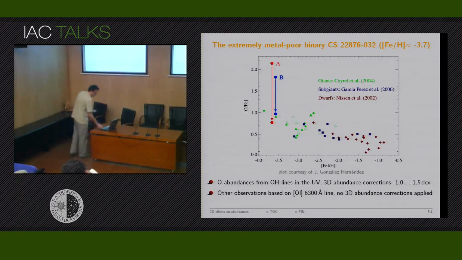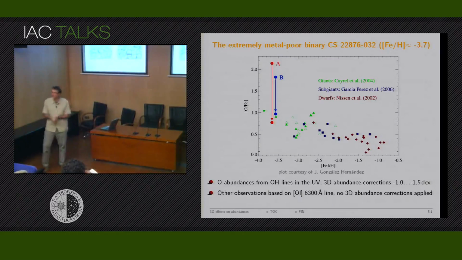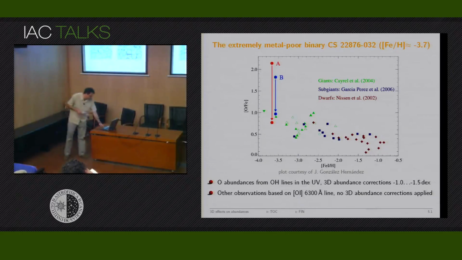So you see the difference in the resulting abundance is substantial between 1D and 3D models. I should say that I picked here a particularly extreme case since, of course, OH lines, being produced by a molecule, are very temperature sensitive. And as we will see in a moment, they are also formed pretty high up in the atmosphere, where differences between 1D and 3D models are particularly pronounced.